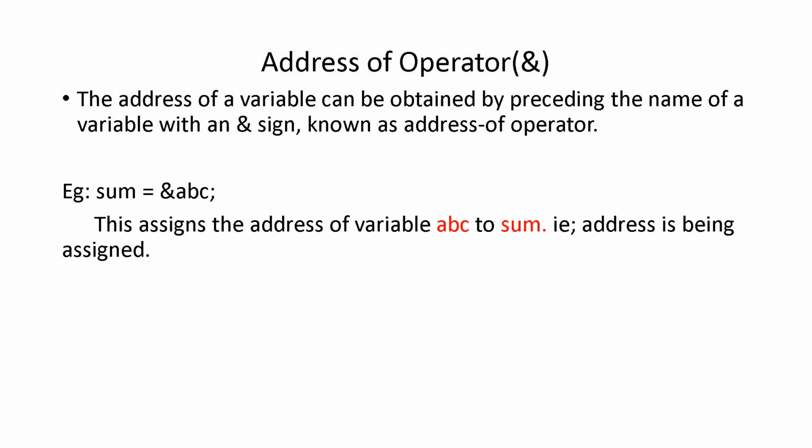Two types are there. The address-of operator is the first type. The address of a variable can be obtained by preceding the name of the variable with an ampersand sign. So that is the address-of operator. For example, sum = &ABC means the address of the variable ABC is assigned to sum. So that is the address-of operator.